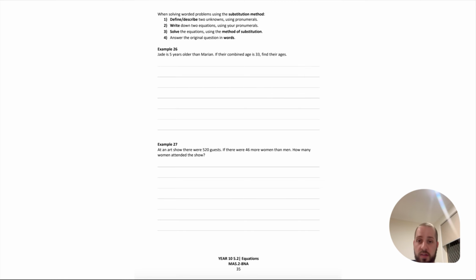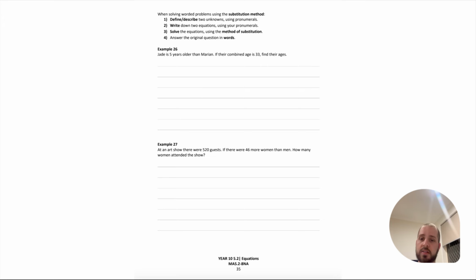Are we done there? No, we're not. We're going to substitute that 14 back into one of our equations. Okay, so we've got J equals M plus 5. I'm going to put that 14 in there. So J equals 14 plus 5 and J equals 19. Now, with a worded question, we're not finished there because it's asking us to find their ages and we have to answer back in the original question in words. So we write, therefore, our three little dots as a triangle. Marion is 14 and Jade is 19. Okay, and that's how we would answer a worded question.